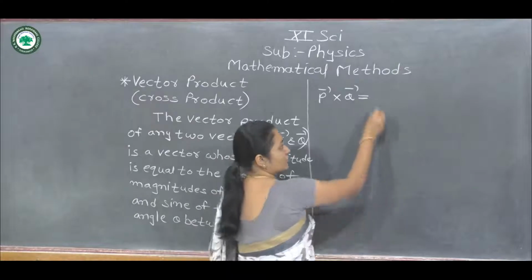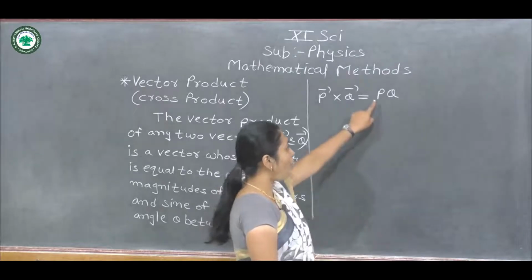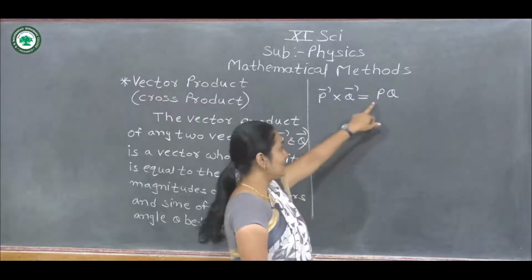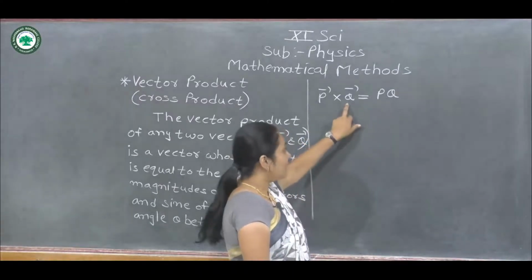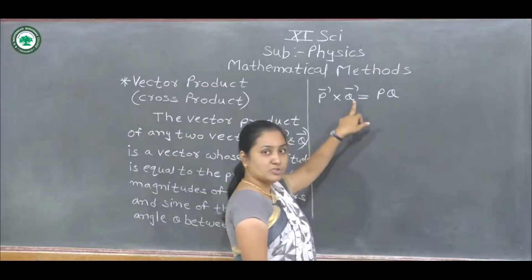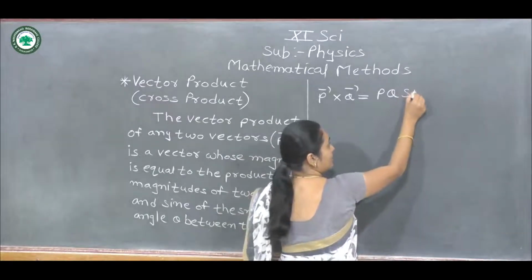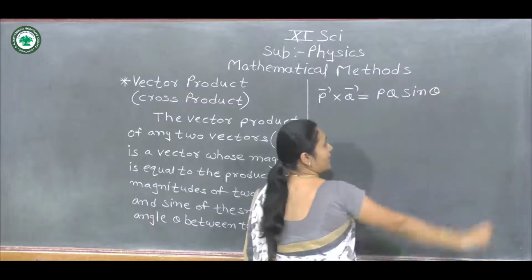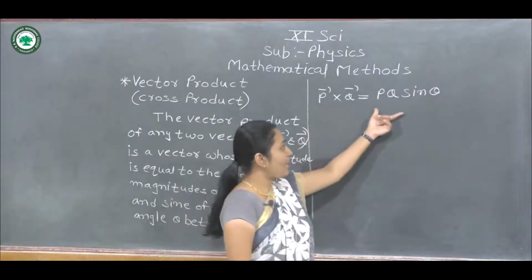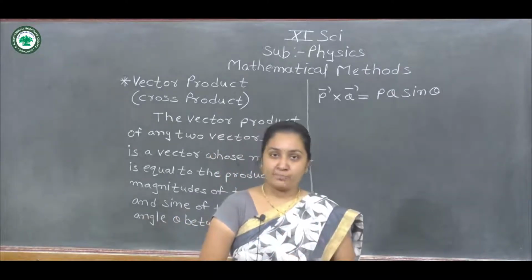So p bar cross q bar is equal to the product of magnitudes of the two vectors. The magnitude of vector p bar is p and the magnitude of vector q bar is q. So p bar cross q bar is equal to p q sine of the smaller angle theta between the two vectors. So it is given by pq sine theta. Now this is the definition of the vector product.